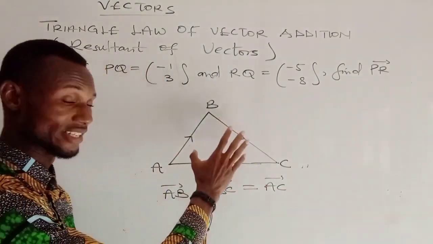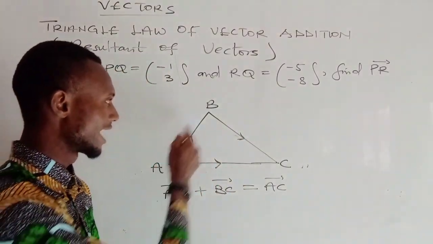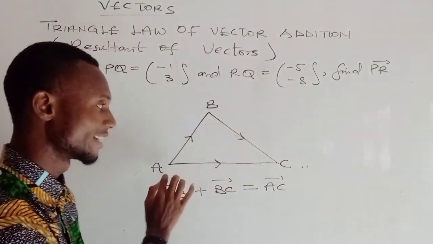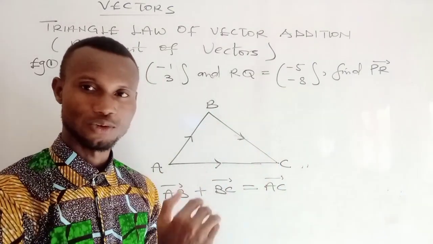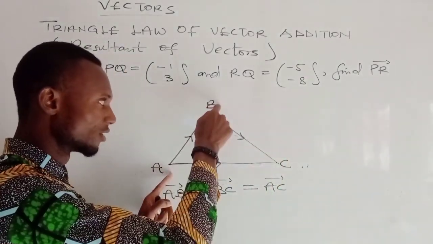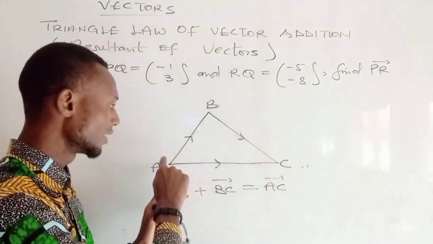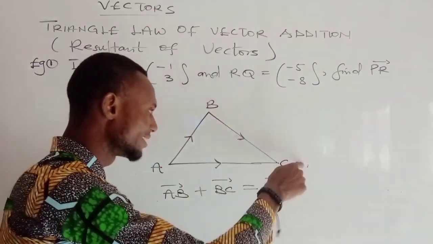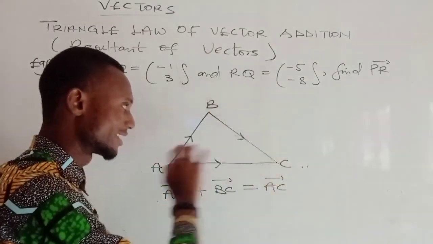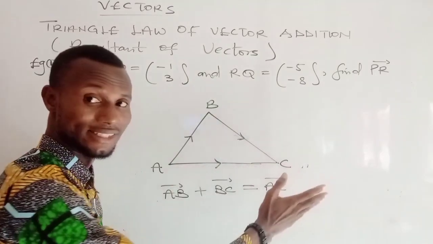Having this representation, the law says that if I pick the vector AB and I add it to the vector BC, it should give me the vector AC. Now take note of the movement of the arrows. From A to B, from B to C, it should give me AC. So AB plus BC should give me AC. You can see that it is moving clockwise, like this, and also to here. Then we have the AC.